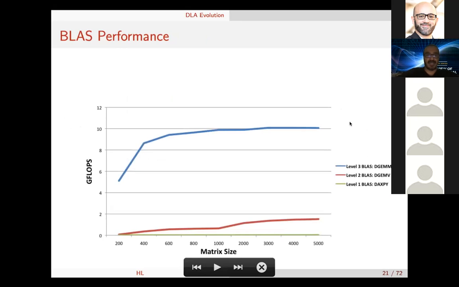And just a quick example here, I'm showing you the performance of level 1, 2, and 3 BLAS in terms of how many operations per second you're able to do. And you can see if you do matrix multiplication, you get a huge performance boost compared to the other two levels of BLAS that are mostly bound by the memory bandwidth.